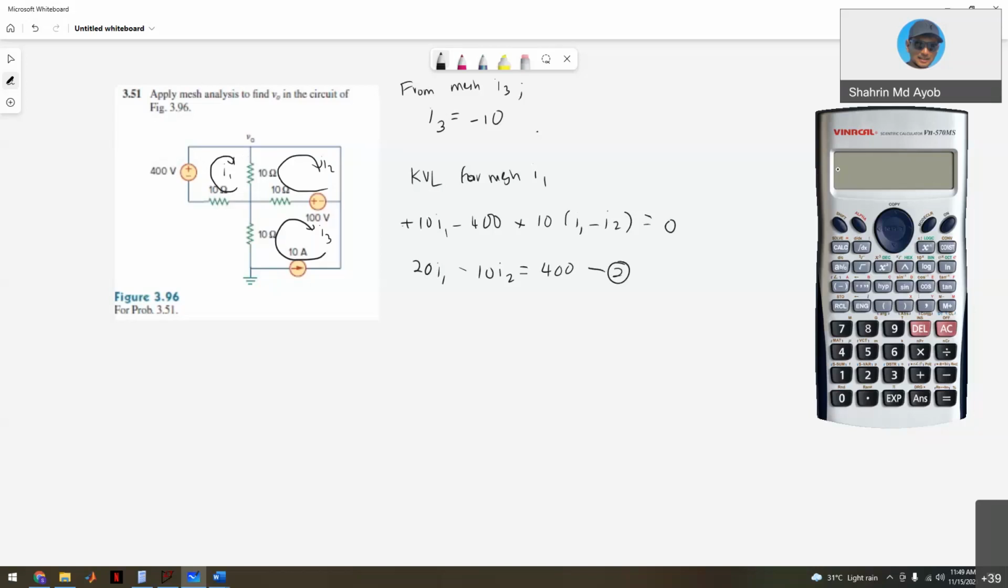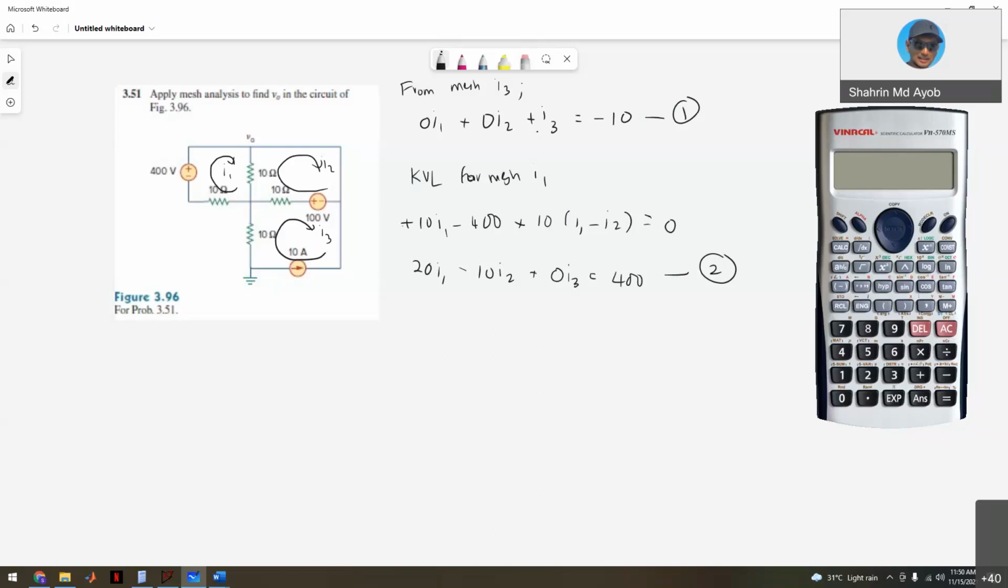Okay. So maybe I can put this as a positive 0 I3 equal to 400. The same case also goes to here. So 0 I1 plus 0 I2 plus I3 is equal to negative 10. So this is my first equation. This is my second equation. Okay, so 3 variables. So we need another equation.